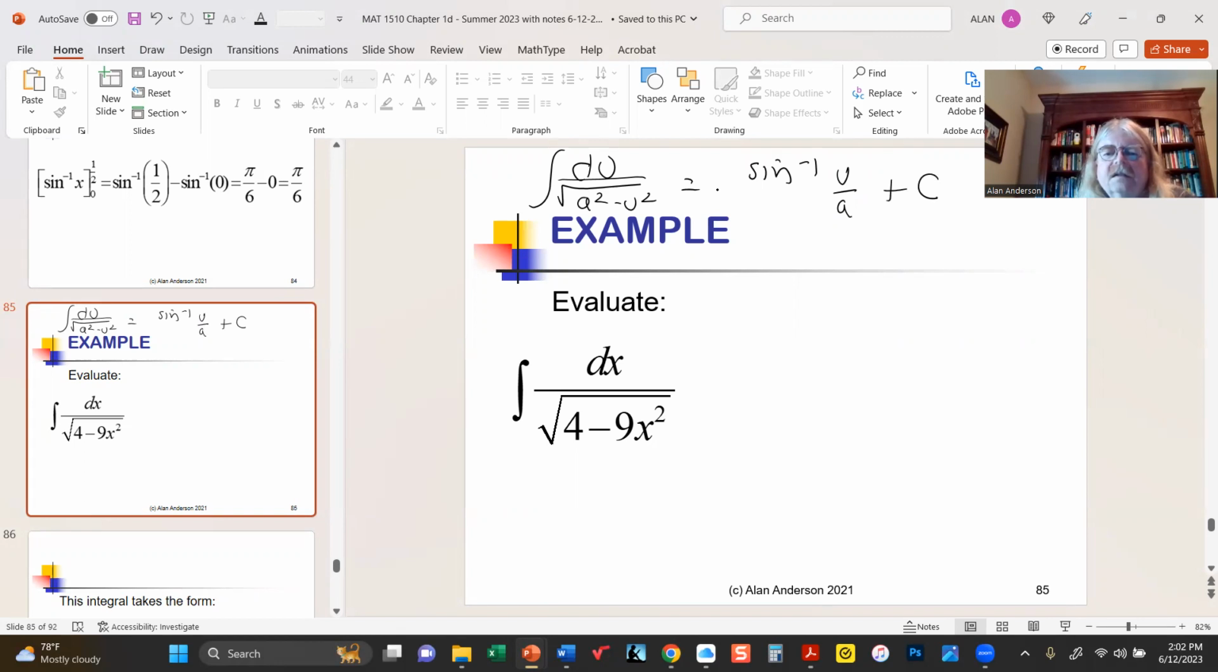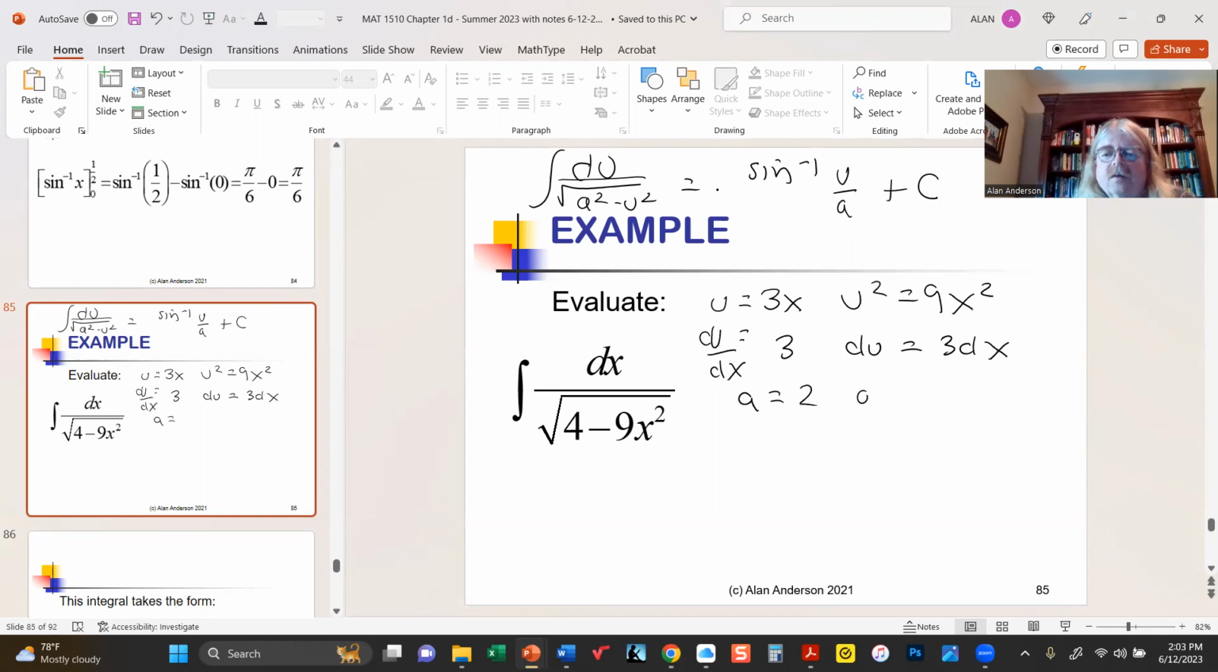Let's let u be 3x. U squared would be 9x squared. Du dx would be 3, and then du would be 3 dx. A in this case could be just 2, because then, of course, a squared would be 4. So we're missing the 3, but that's not a problem. We can write this in the following way.